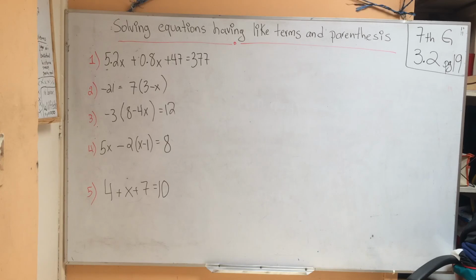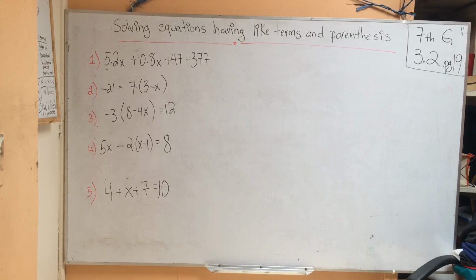Today we're going to continue with solving equations, but now we're going to solve equations having like terms and parentheses. When I say like terms, I just mean that we can add or subtract them because they have the same variable, elevated to the same power, so we can combine them. We also have like terms that are individual numbers without variables, which we can add or subtract. So let's start with number 1.